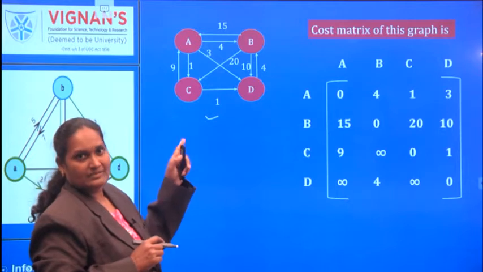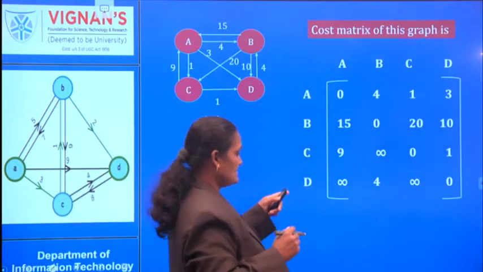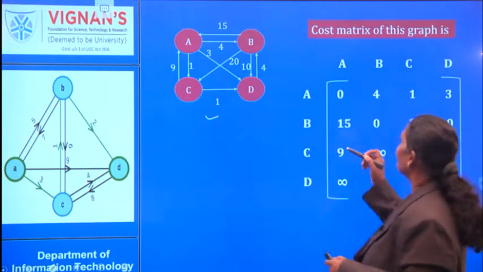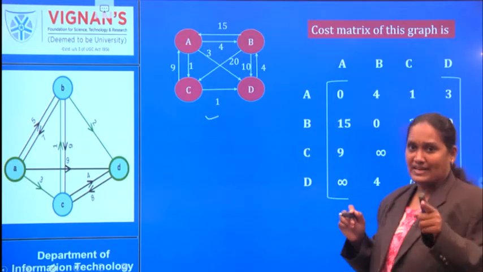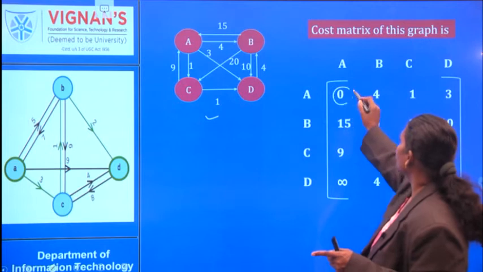Now, how to write the cost adjacency matrix for this particular graph. Let us see the cost adjacency matrix. Here this gives the cost adjacency matrix for this graph. Now I already said that cost of I comma I becomes 0. That is, the cost of traveling A to A becomes 0.